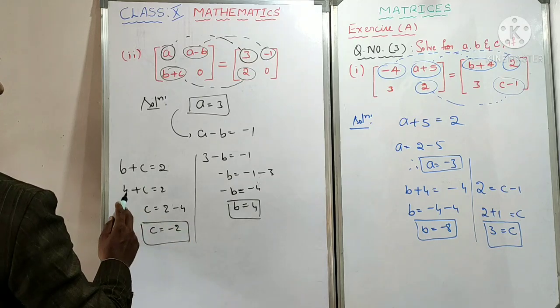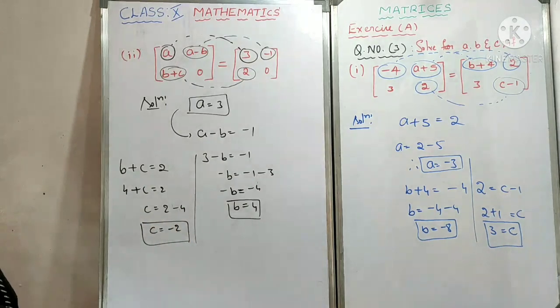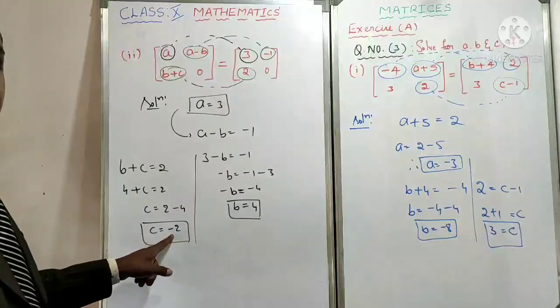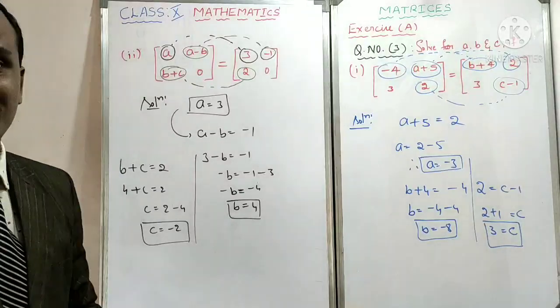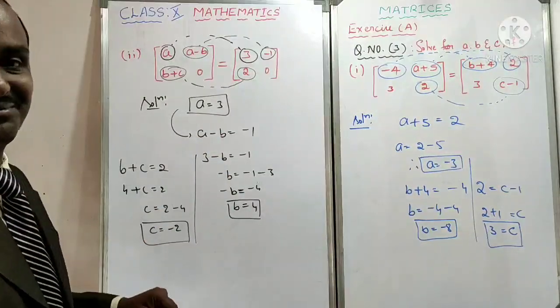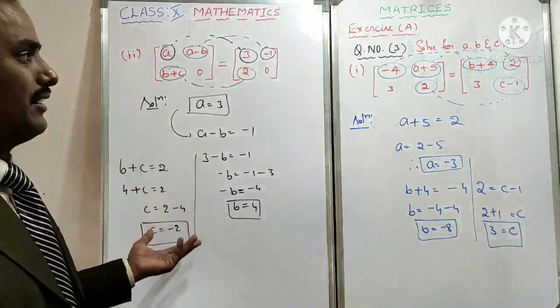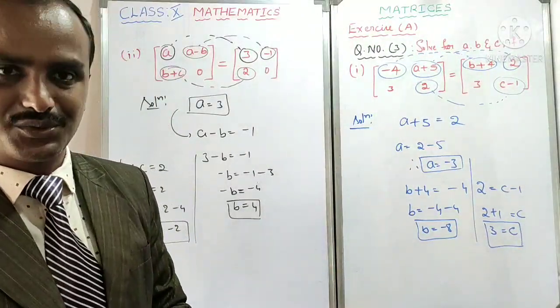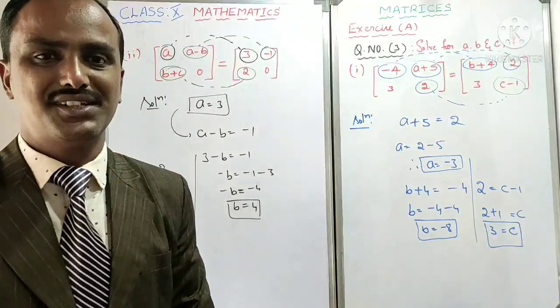Easy, is it? Plus 4 goes to that side, minus 4. 2 minus 4, subtraction: the greater number has the negative sign, we will get minus 2. C is equal to minus 2. Easy, is it? We got A value 3, B value minus 4, C value minus 2. Okay. See, similar problems are there. You should solve them. Example problems are also there. You should practice. I will go to the next main question.